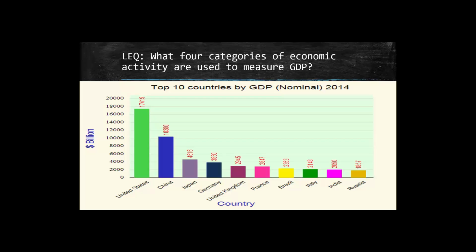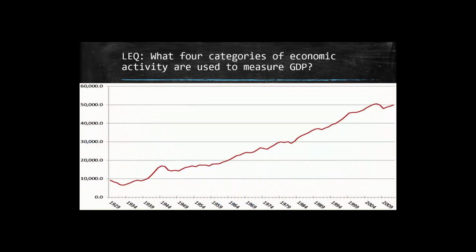So looking at just GDP, the United States is up there, followed by China, so on and so forth. So these are the 10 most productive countries according to GDP, if you will. Furthermore, let's take a look at GDP over time. This graph starts in 1929 and ends right here at about 2013, 2014 or so.